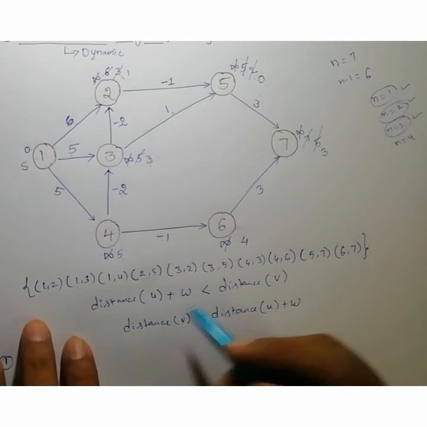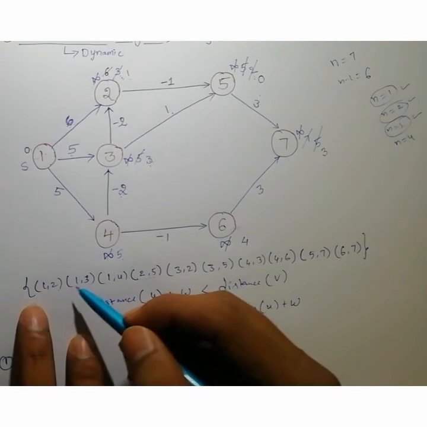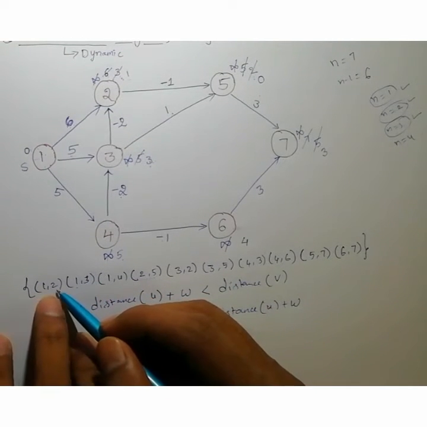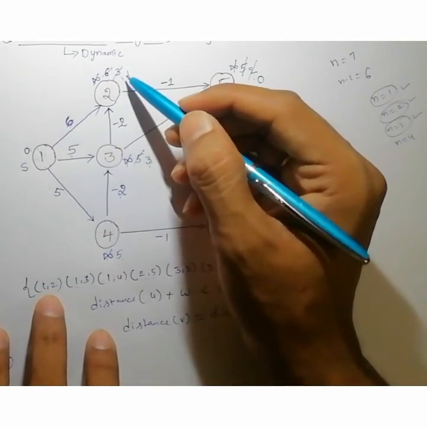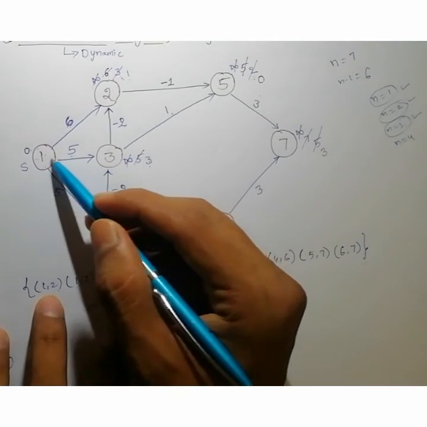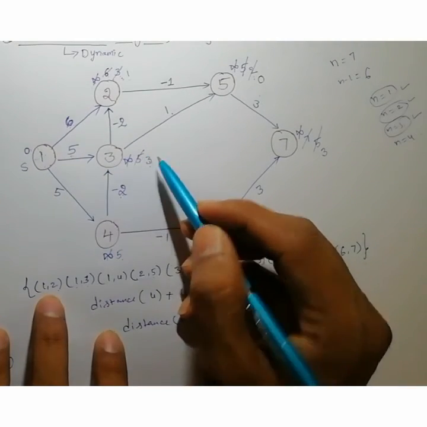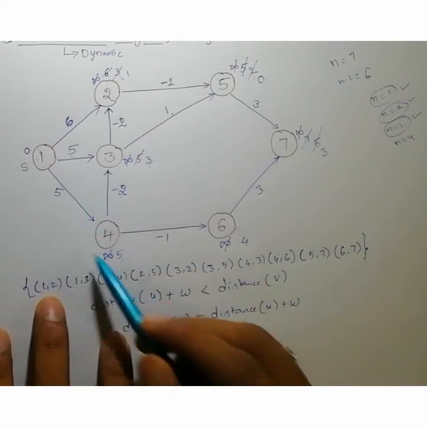Repeat the same step when n is equal to 4. Fourth time I am repeating. So 1 to 2, just check. 0 plus 6. Is 6 less than 1? No. So don't update. 0 plus 5. Is 5 less than 3? No. So don't update. 0 plus 5. Is 5 less than 5? No.